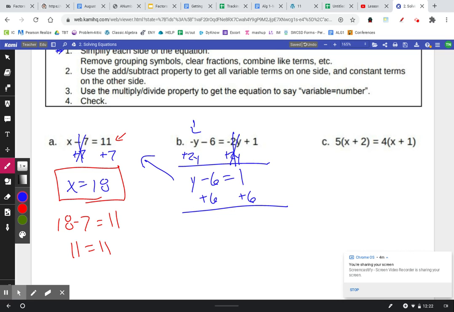The goal is to get rid of that, right? Negative 6 and 6 make 0. 1 plus 6 is 7. So now I get y equals 7. I have found my solution. That's one of the biggest things we do in algebra.